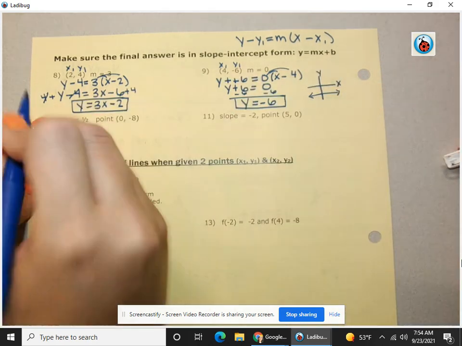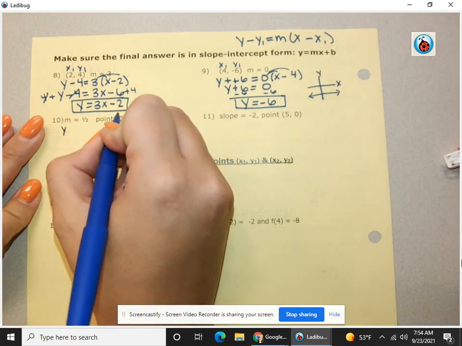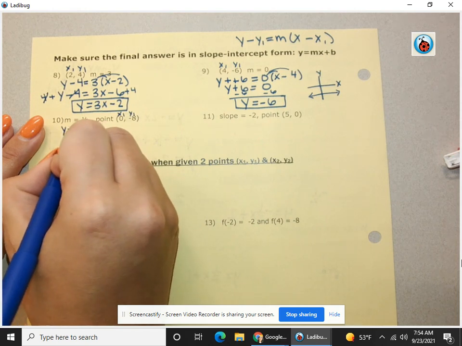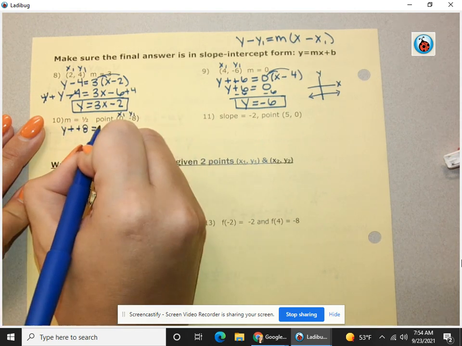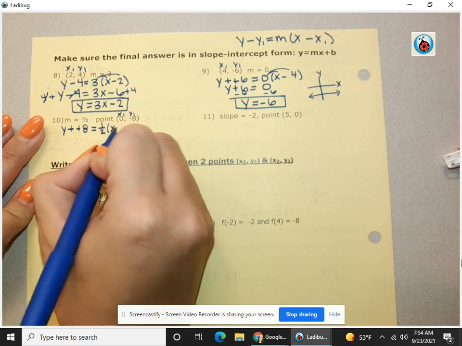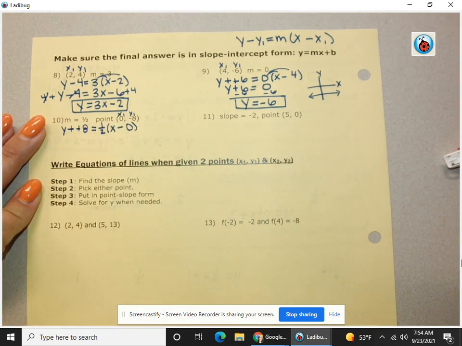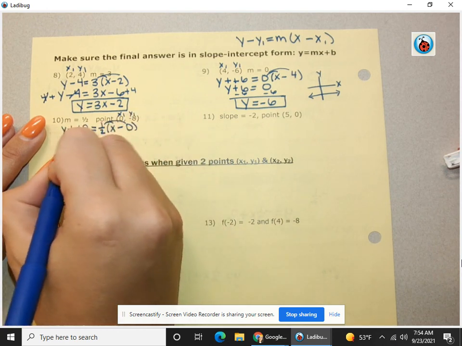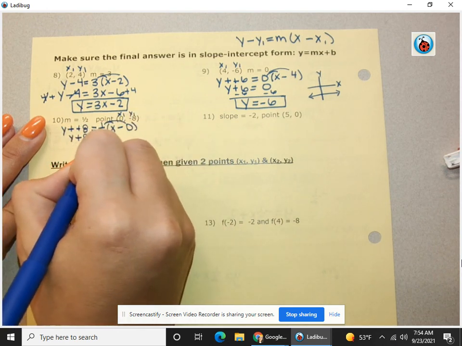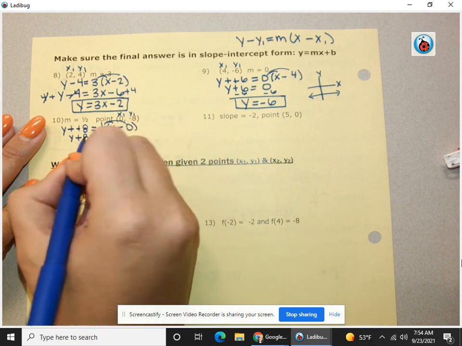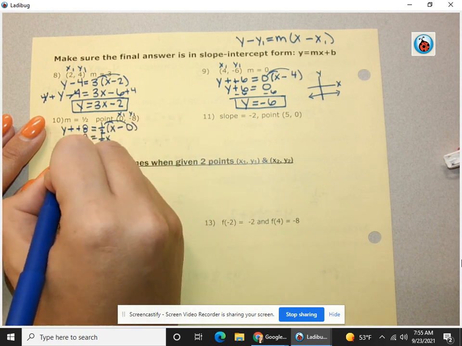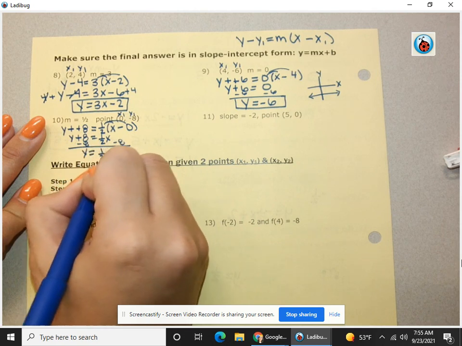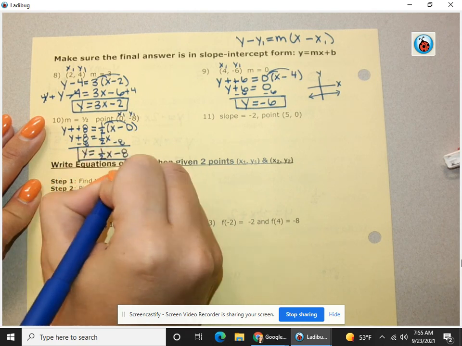Problem number 10, I've got y, I need a label, x1, y1, y minus my y1, which is negative 8, equals m times x minus x1, which is 0. I distribute, I get y plus 8 equals 1/2 x. I move my 8 to the other side, and I get y equals 1/2 x minus 8.